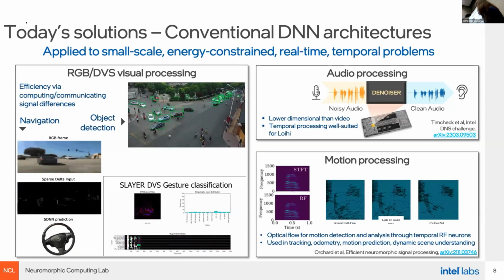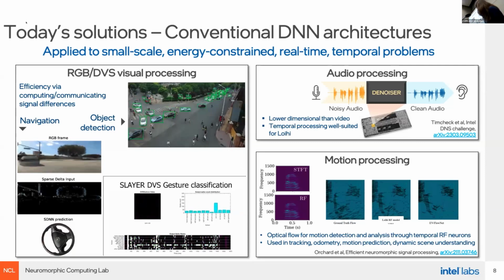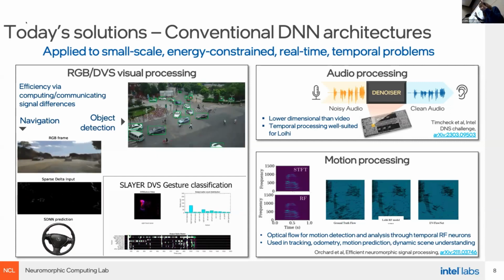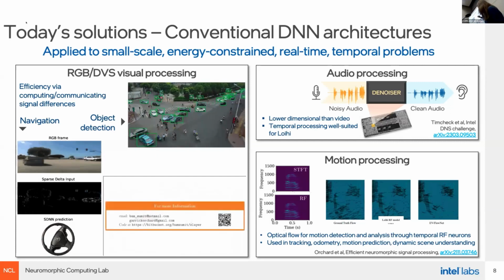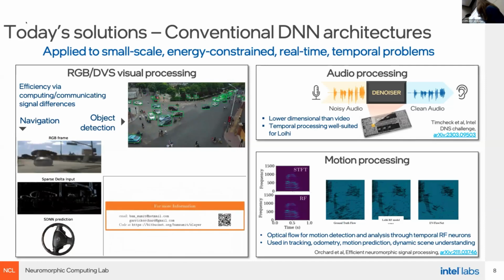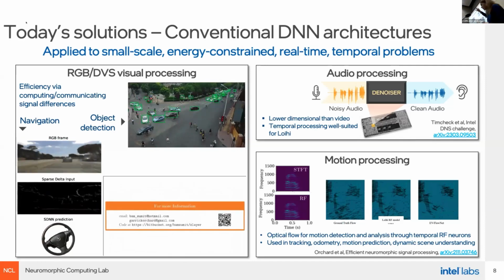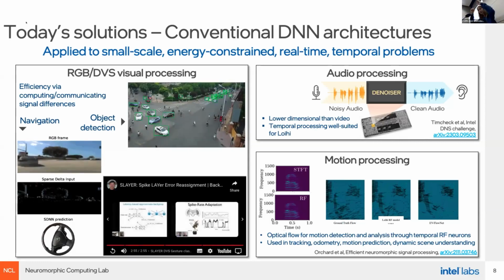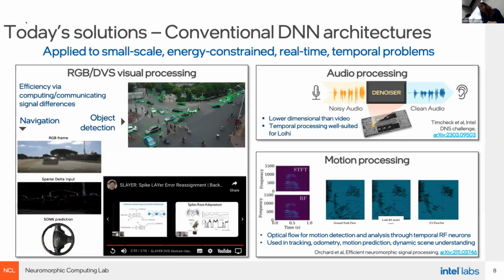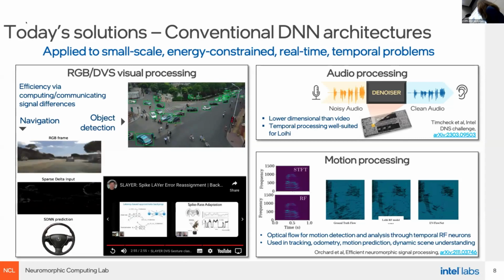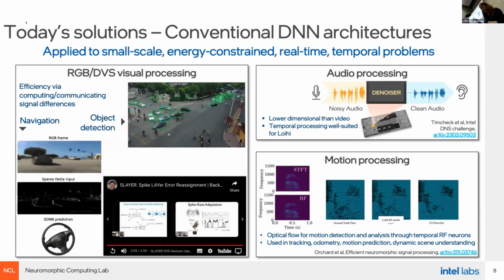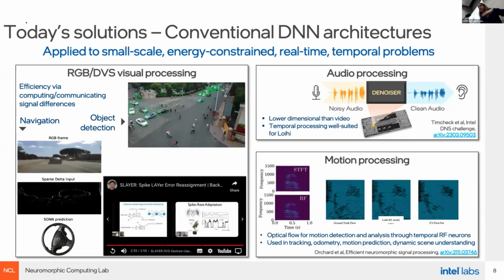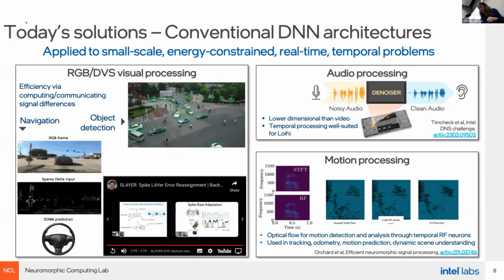RGB or DVS visual processing for scene analysis, object detection, navigation, the pilot network, so really a simple network, which you might want to run very, very efficiently. Audio processing, so there's this DNS challenge that Intel was running for denoising applications in a small form factor, or motion processing, so for optic flow detection and motion classification tasks. So this is what we have today. This is what most people do on a chip today.